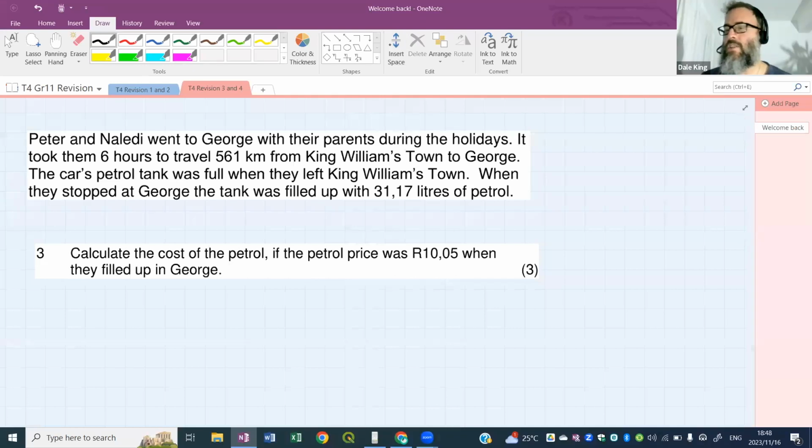Try it on your own, please, ladies and gents. Let's see what we get. I'm interested to see what answers you get here. How much was the petrol? Calculate the cost of the petrol if it's 10 Rand and 5 cents a liter when they filled up in George. Calculate the cost of the petrol.